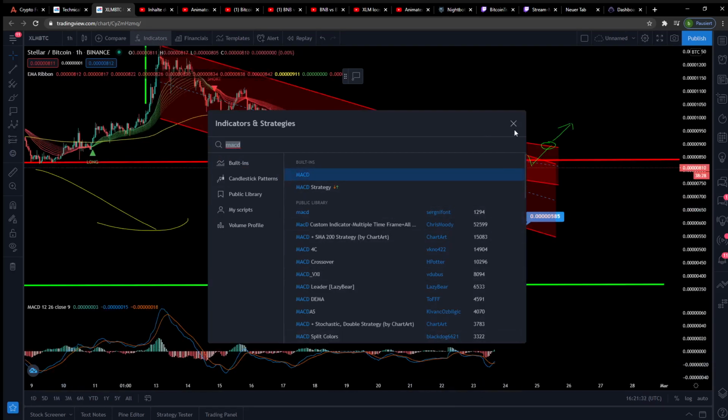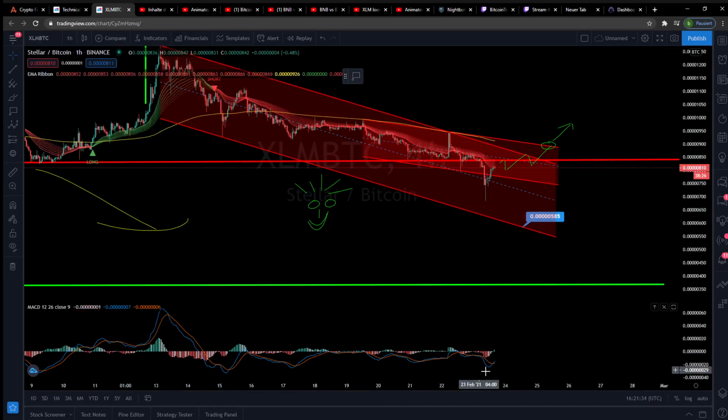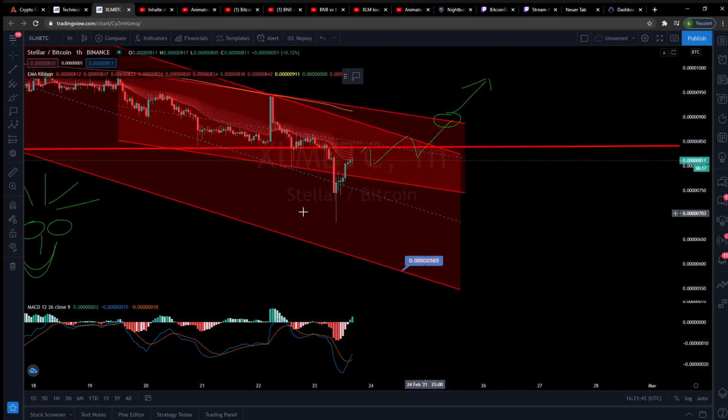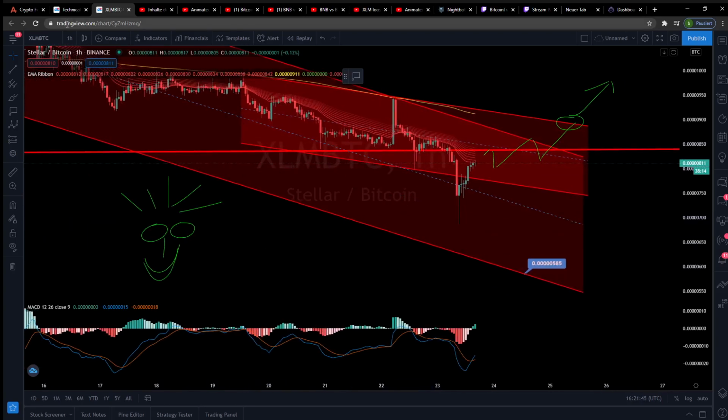Yes, MACD looks good on the hourly versus Bitcoin. You can see it here, the MACD. The blue line crossed the brown line. So that's bullish here. But now this fight here is so important. This fight with the ribbon band on the 1 hour chart is so important now.